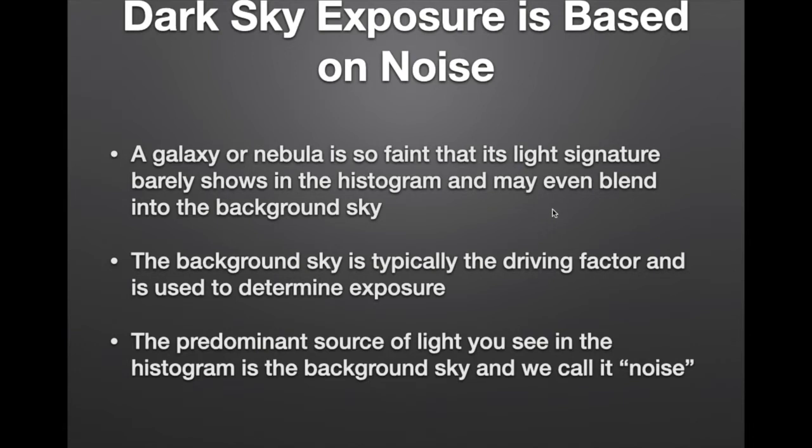They're very faint, and you're really trying to get out a very low level of light that is basically peeking through the light pollution in your sky. So the background sky is typically the driving factor, and it's used to determine the exposure. You'll notice that the predominant light source in the histogram is the background sky, and we call it noise because it's something we don't want. Basically, anything in your signal that you don't want is noise.